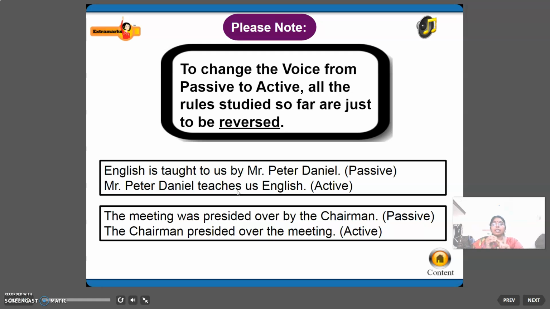Right, children? English is taught to us by Mr. Peter Daniel. Mr. Peter Daniel teaches us English. The meeting was presided over by the chairman. The chairman presided over the meeting. So observe all the examples and try to convert active to passive voice and passive to active voice.